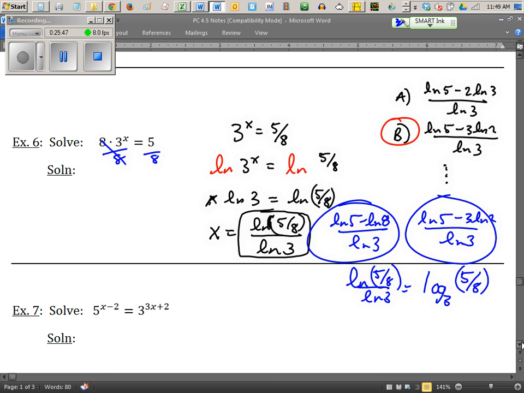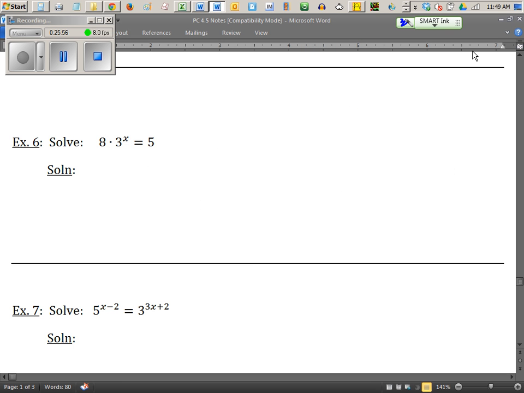I know. There's an infinite number of ways to do this. So we have to be careful not to assume we're wrong when we're right. Okay. Let's go ahead and clear that ink, and let's go to the next one.